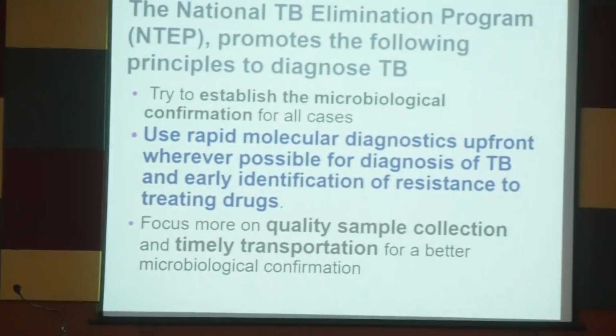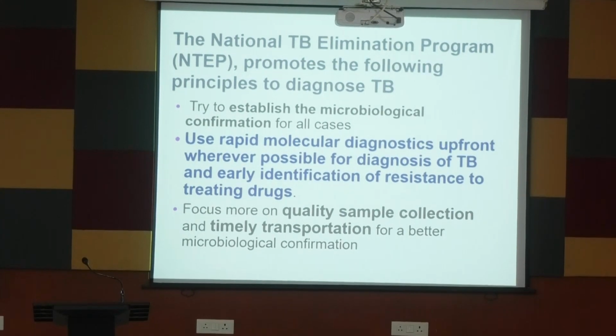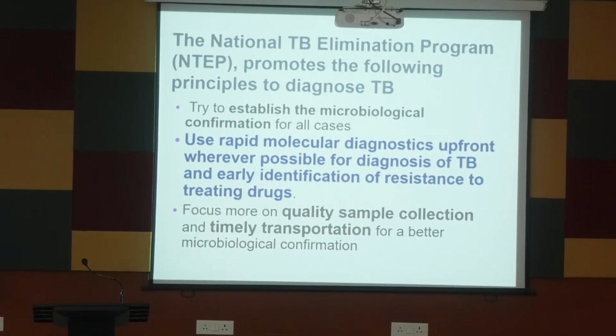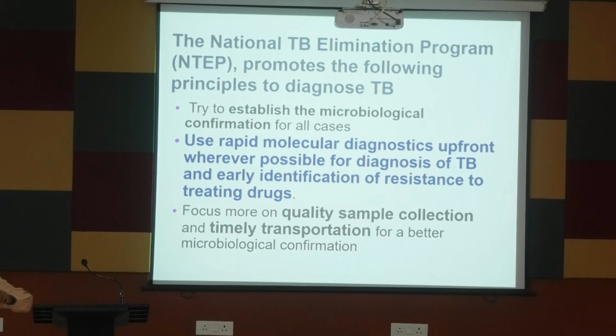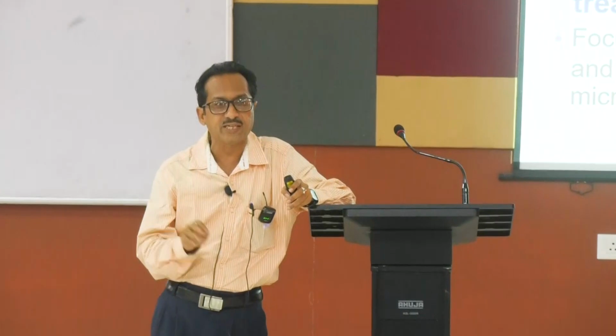So let's start with laboratory diagnosis. What are the main principles of diagnosis of TB? One is to try to establish microbiological confirmation in all cases. Previously, sometimes we used empirical anti-tubercular drugs, but with the advent of diagnostics, molecular tests are coming up, so we are not trying to give empirical anti-TB treatment without microbiological confirmation. The first principle is microbiological confirmation of all cases.